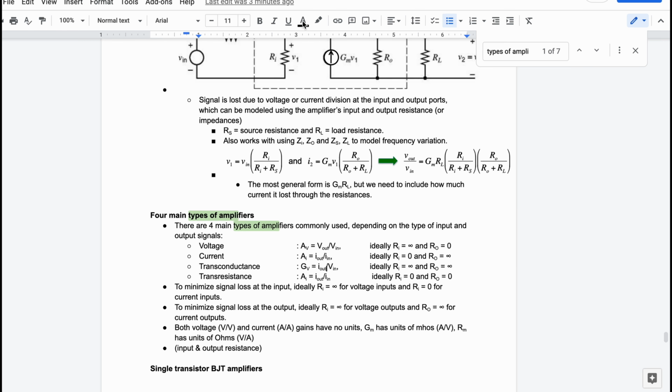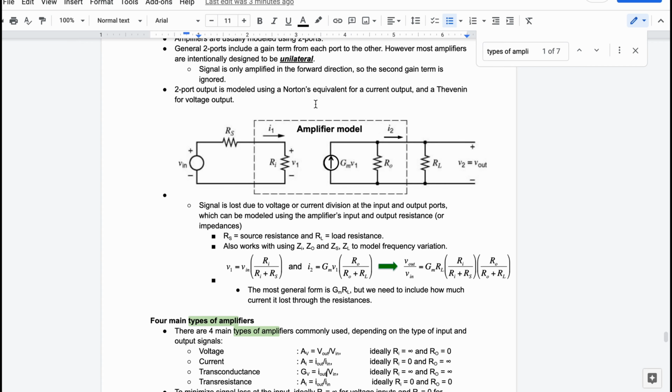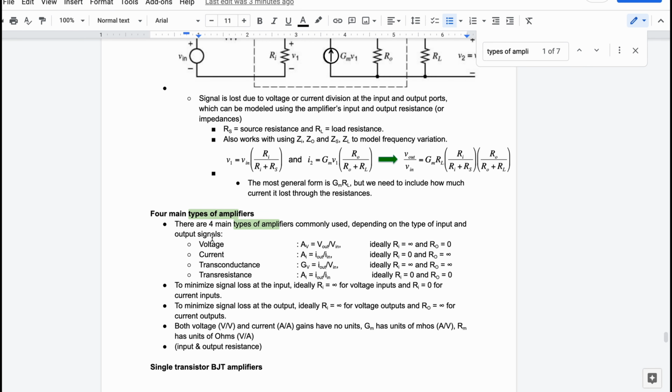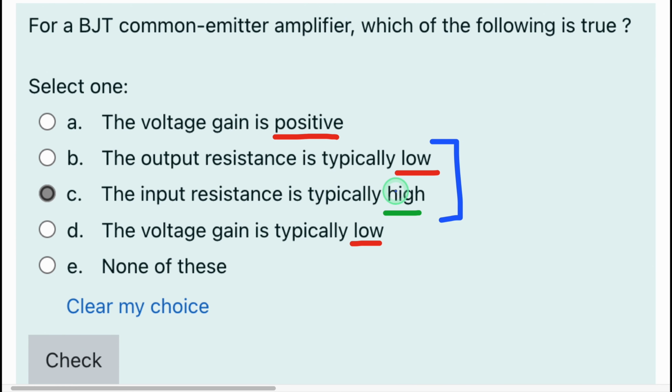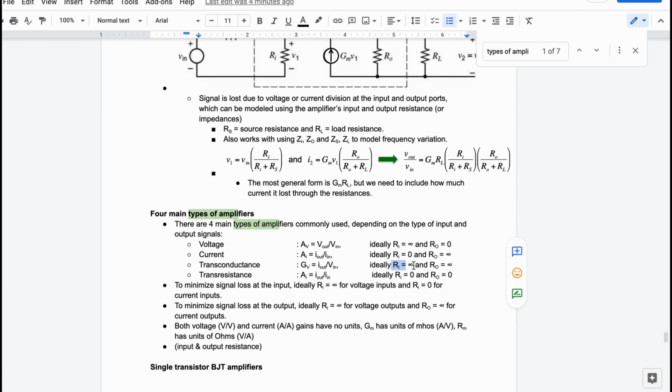And well, if we go to page 131, we have some more notes about the four main types of amplifiers. And well, if we look at transconductance, we have our GV, which is the amplifier right here. Now, ideally, our input is infinity, right? So that means it's high. And then also, ideally, our output is infinity.